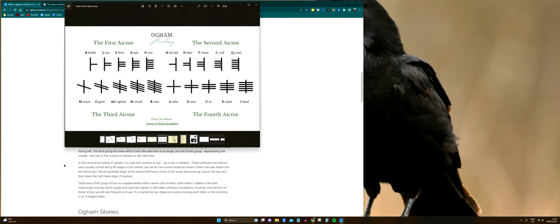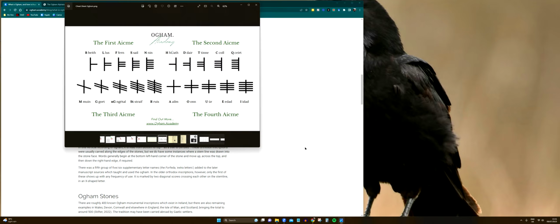In this vertical recording of Ogham, it is read from bottom to top as a tree is climbed. These Orthodox inscriptions were usually carved along the edges of the stones, but we do have some instances where a stem line was drawn onto the stone face. Words generally begin at the bottom left-hand corner of the stone and move up, across the top, and then down the right-hand edge if required.